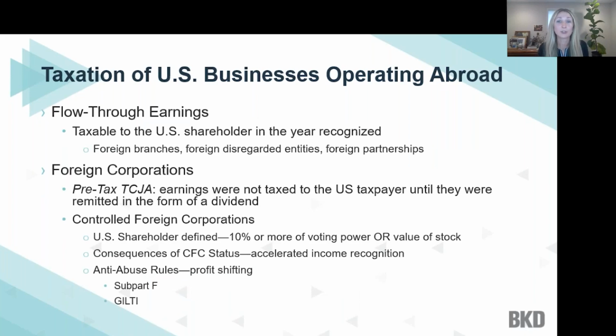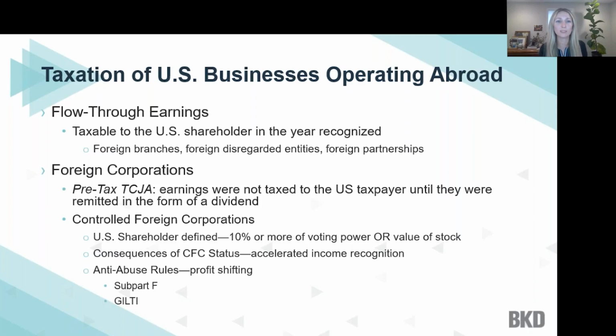So making sure you have the right structure in place for your global operations is extremely important in managing your worldwide effective tax rate. And in order to develop strategies to help manage this, you must understand how certain entities are treated for US tax purposes. Two basic concepts are flow-through and deferral. Deferral with a caveat.